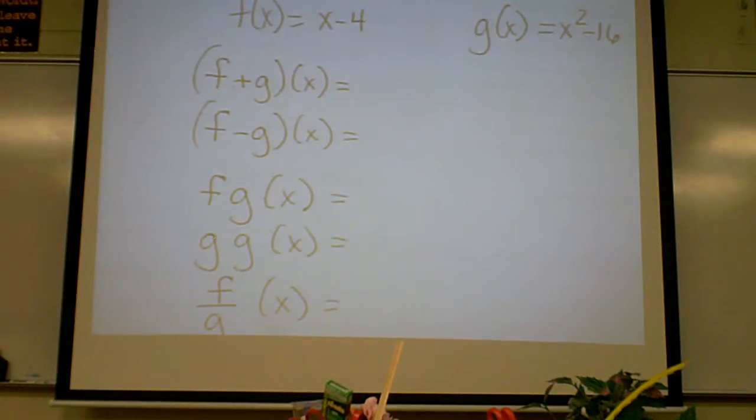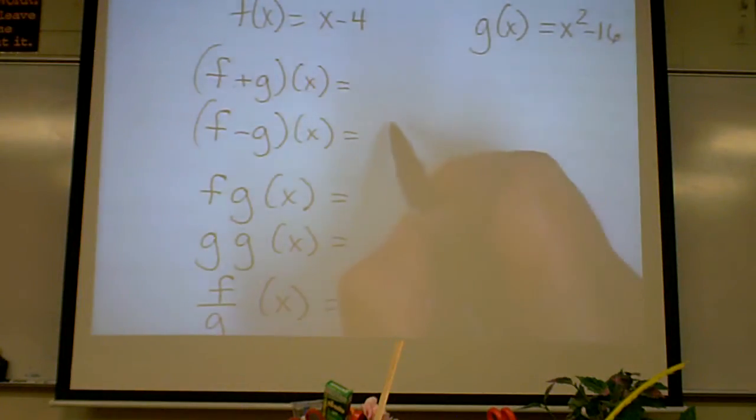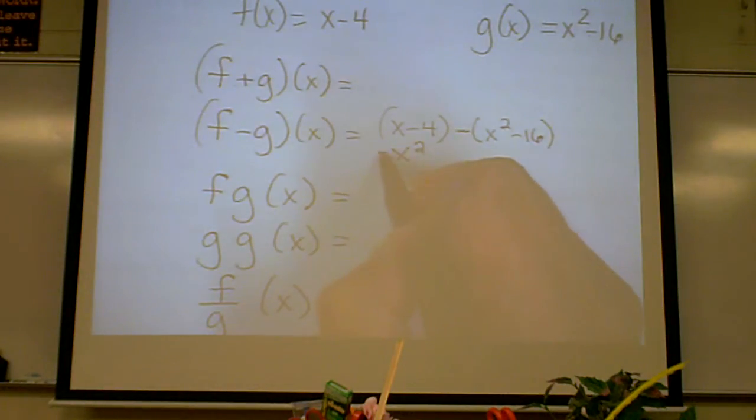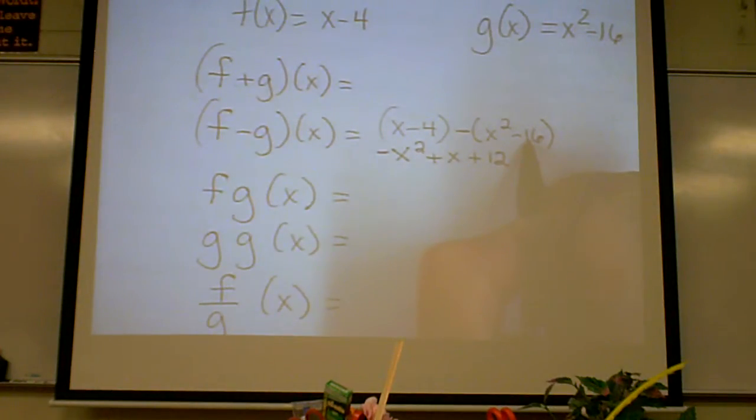I have a question. This, F minus G, so it'd be X minus 4 minus, so your answer would be negative X squared. Then what? Plus X, minus 20. Why 12? You have to distribute. This is gonna be a positive 16, 16 minus 4 is 12, yes.